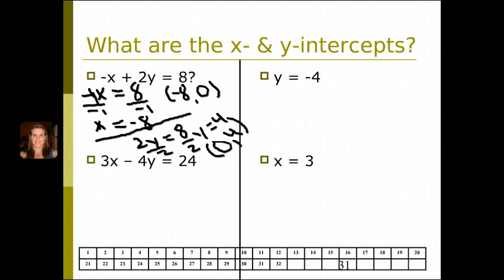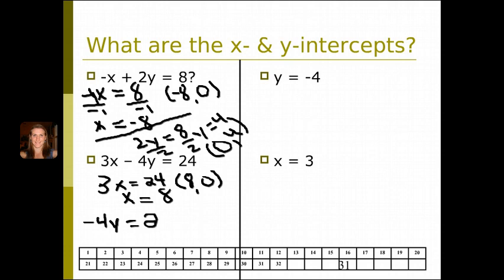Okay? Next one. 3x equals 24. If I solve for x correctly, I will get 8. So my x-intercept is (8, 0). Now the y-intercept, it's negative 4y because if there's a minus sign, that goes with that term. So negative 4y equals 24. Solving correctly, I will get y equals negative 6. And so (0, -6) would be my y-intercept.